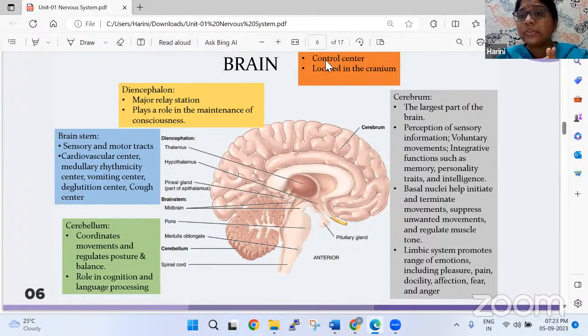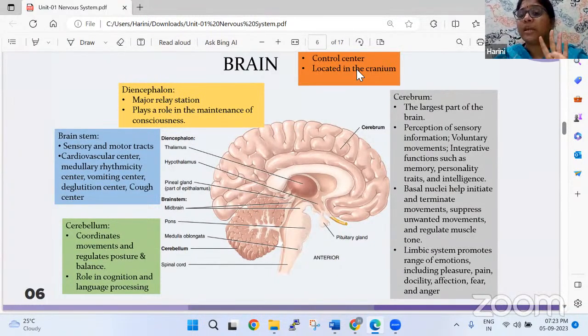If you understand these three divisions, where it is located, what the main subdivisions are, and the functions, then you have understood the whole structure. The rest remains exceptions, or can be included if your brain accommodates it. So what is the brain? The brain is the control center of the body and it's located in the cranium.